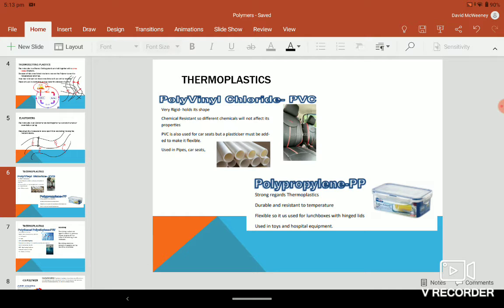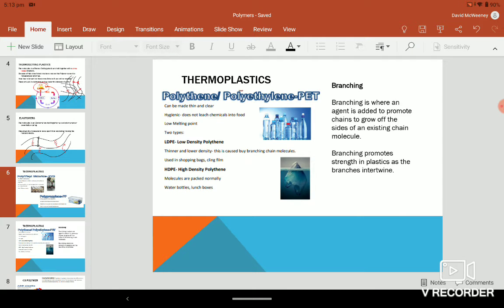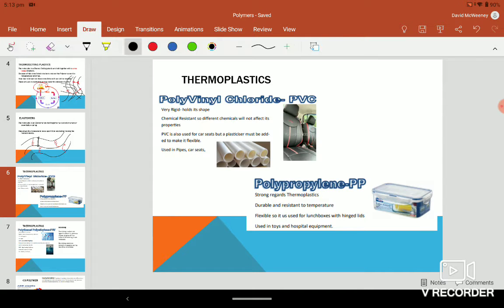So again, PVC is used on windows, used on gutters, things like that. It's very chemical resistant. That's why it's suitable for the likes of windows, because it's very resistant to weather as well. So that's why it's used. It's also used for medicines and things like that. Like if you buy a tub of paracetamol, it'll come in that.